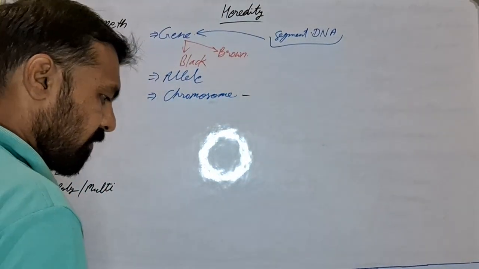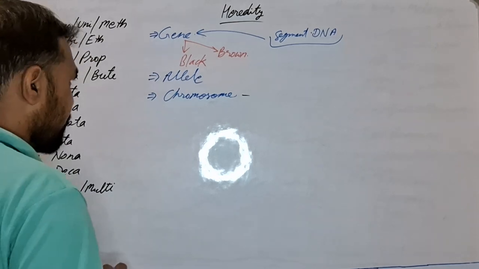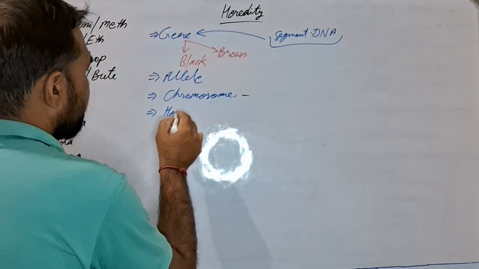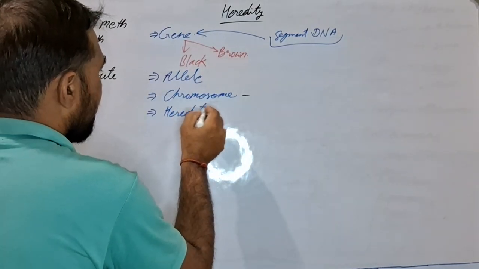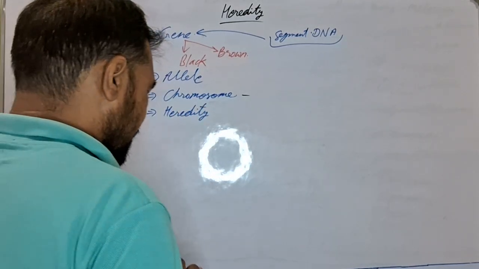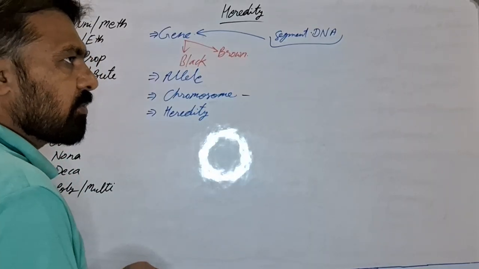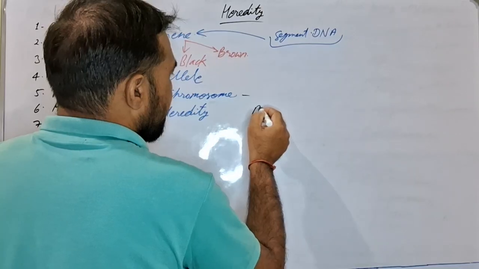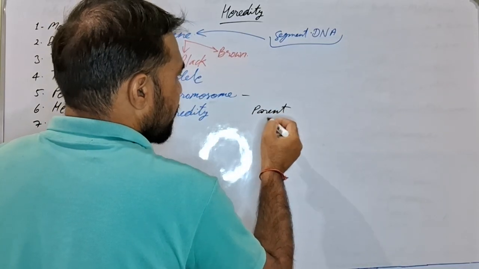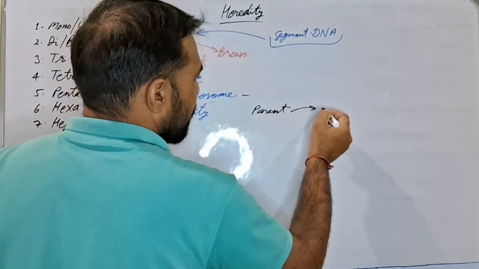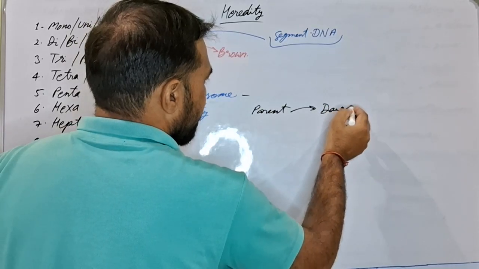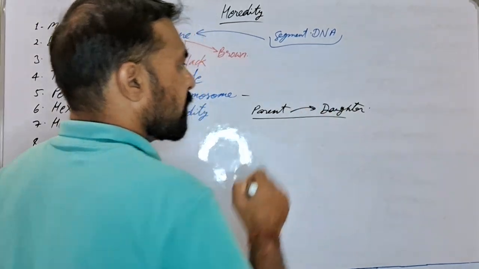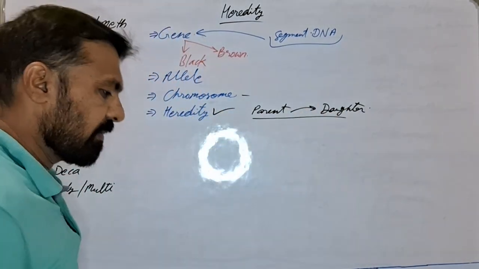That is the chromosome. Next term which came in existence is called heredity. What is heredity? Any character which is present in one progeny is transferred to the next, such as from parent progeny to the daughter progeny. This mode of transferring characters from parent progeny to daughter progeny is known as heredity.